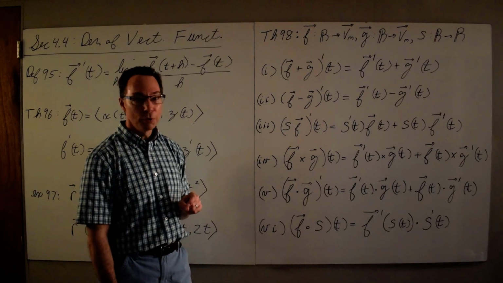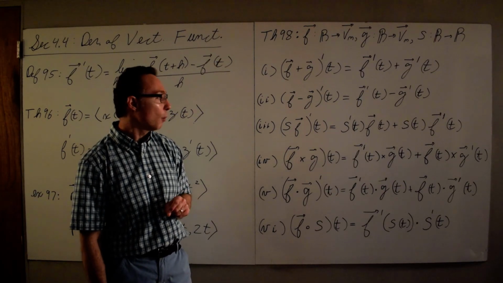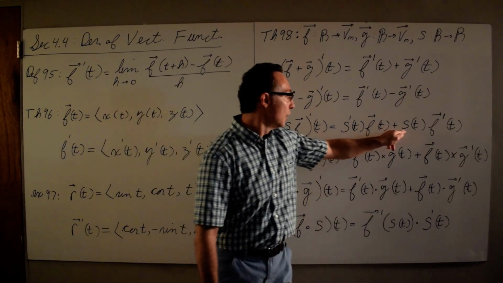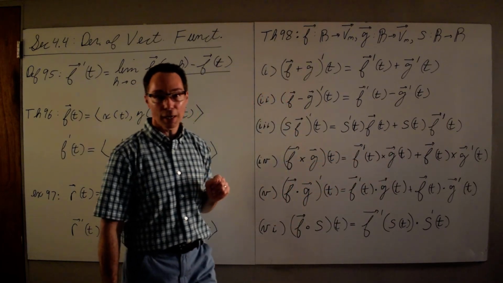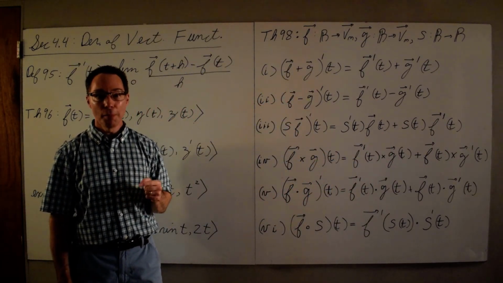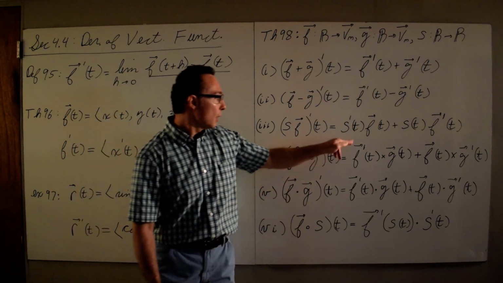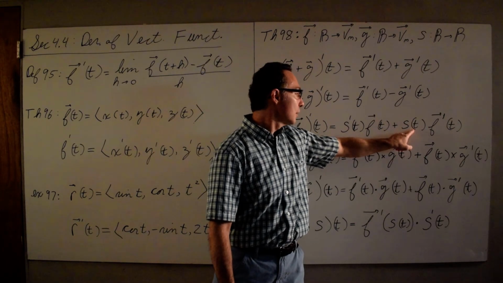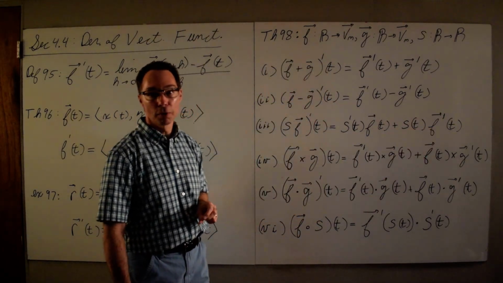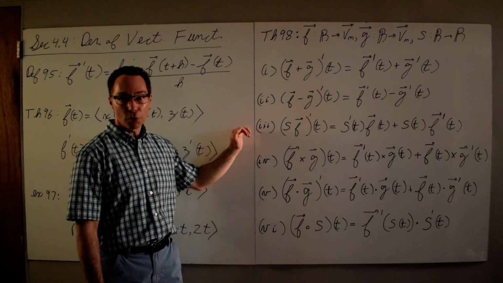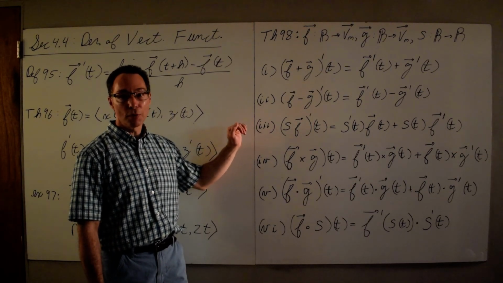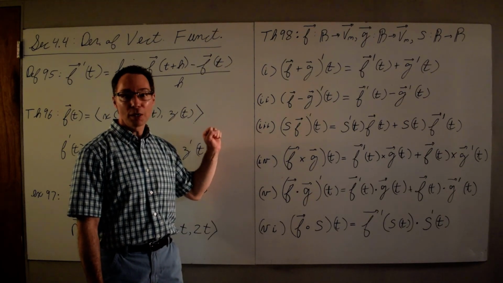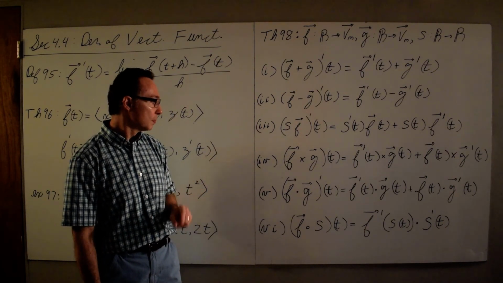Now we have something that looks like the product rule from Calc 1. We have the derivative of the first times the second plus the first times the derivative of the second. What did I mean by times though? I meant the scalar multiple. So we have the derivative of s, scalar multiple with f, plus the original s, scalar multiple with the derivative of f. All three of these work like that. It's just that we mean something different by the word times.